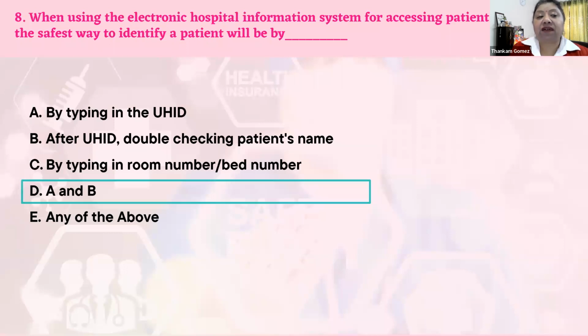It is always safest to make a system by which you have to type in the UHID and then again match the patient name. There also, two identifiers need to be followed. So what happens is that when you have SASA patients, that means sound-alike, spell-alike patients, if you put the name first, there is a chance that you might get the wrong patient. Follow the right practices. Okay, let's look at the next question.